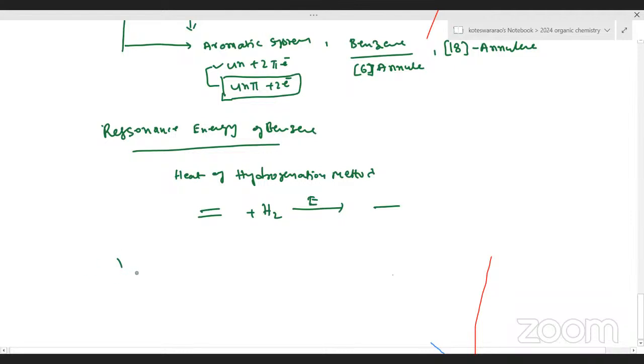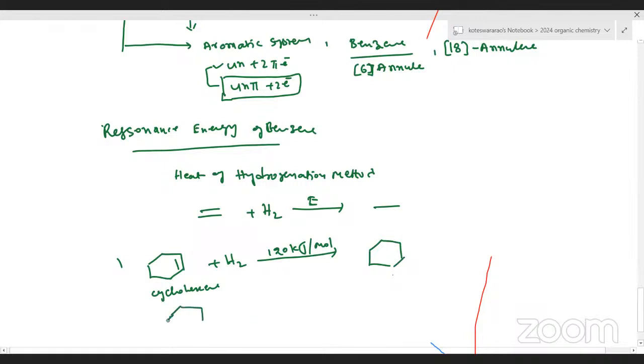Here, take cyclohexene, where only one double bond is there. Whenever it is subjected to heat of hydrogenation, it requires 120 kilojoules per mole, and it produces cyclohexane. Similarly, take cyclohexadiene. For one double bond, it is 120. It takes the addition of 2 hydrogens per double bond, so for the diene, it consumes 208.